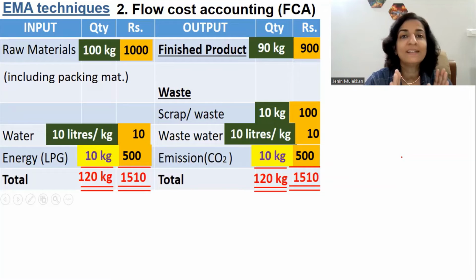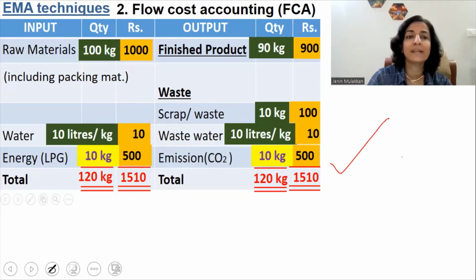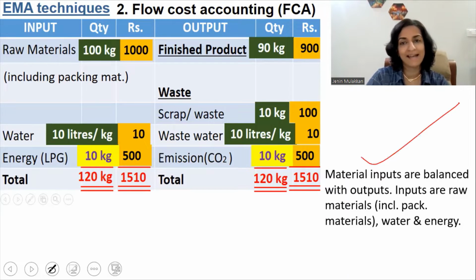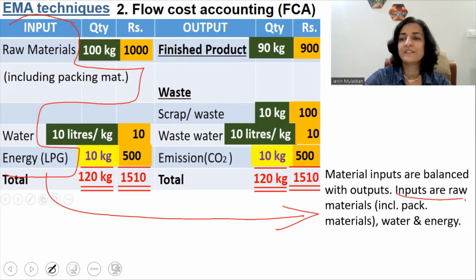We will move on to the next EMA technique, flow cost accounting. Now, after studying input-output analysis, when you start off with flow cost accounting, it is like watching the second part of a movie, because the first part of flow cost accounting is input-output analysis itself. So I have copied the input-output analysis that we had done into the flow cost accounting method. And the explanation is also the same. Material inputs are balanced with outputs. Inputs are raw materials, including packing materials, water, and energy.